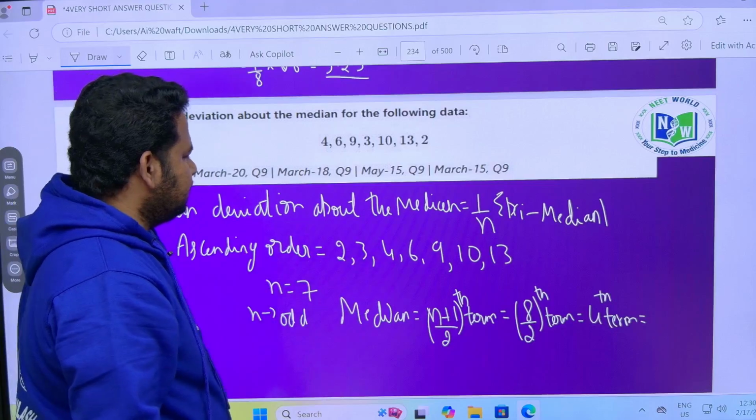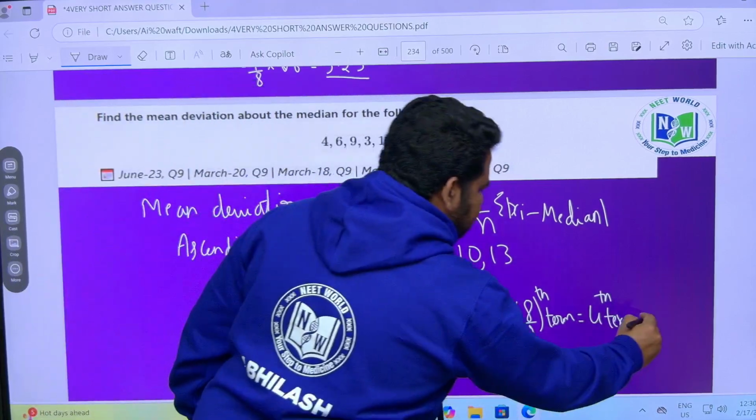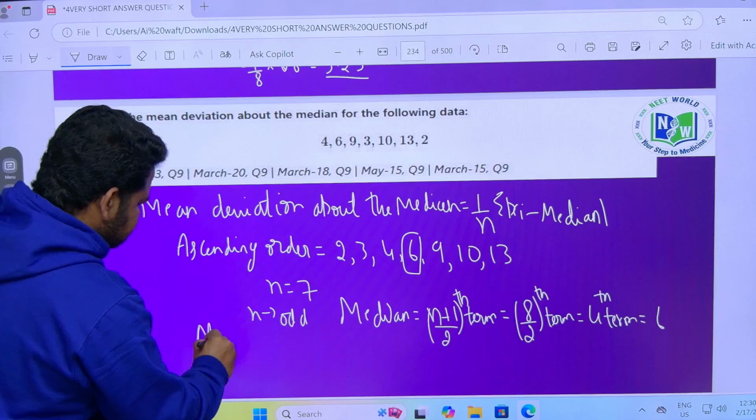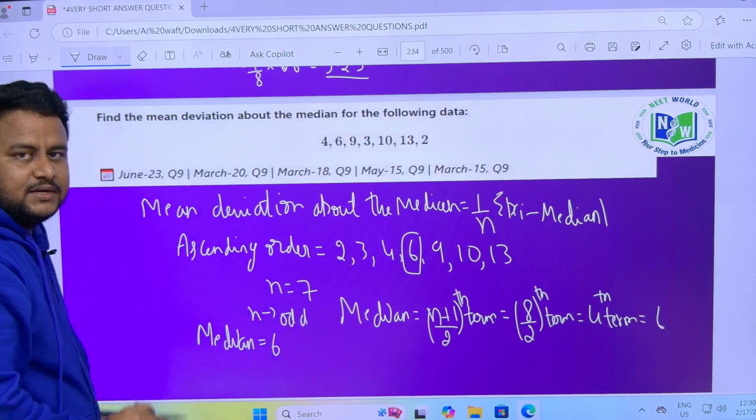1, 2, 3, 4, so this is the middle term. So median will be here equal to 6. So we got the median, friends. The median we got is 6.